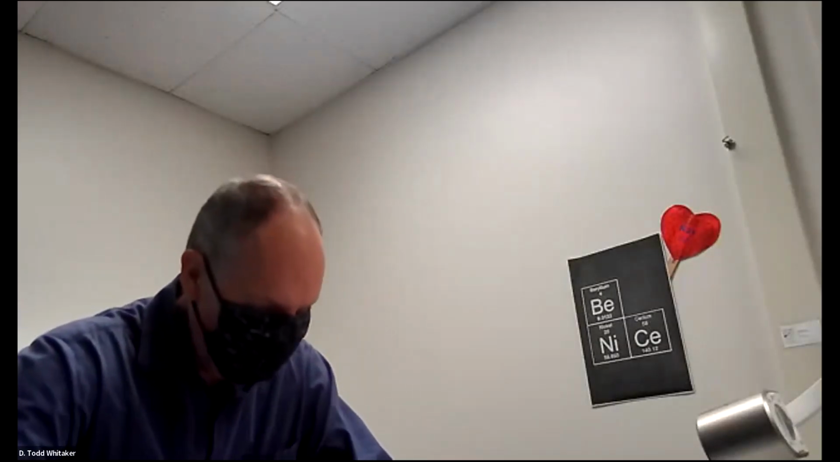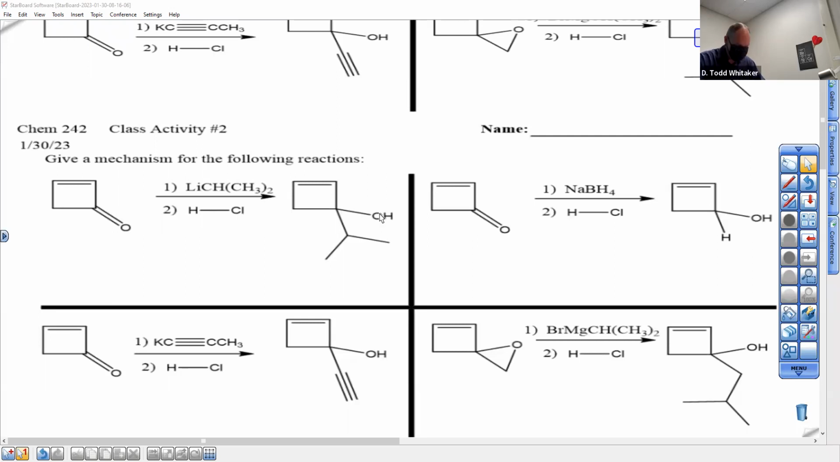Ladies and gentlemen, we're going to look at mechanisms in chapter 16. I've tried to group some similar mechanisms. We already learned that this here is called an organolithium. That is chapter 15. We learned that organolithiums react with aldehydes and ketones in the same way that Grignards react with aldehydes, ketones, and epoxides.